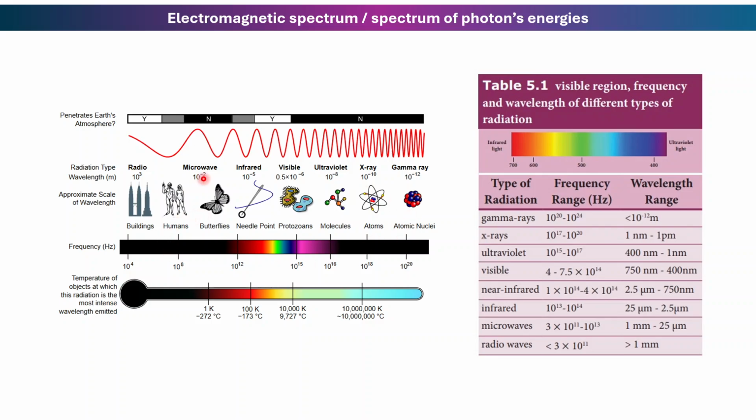This you have to understand, and here I have given the wavelength ranges. You can see radio waves will have more than 1 millimeter, microwaves will have 1 millimeter to 25 micron, and infrared will have 25 micron to 2.5 micron.